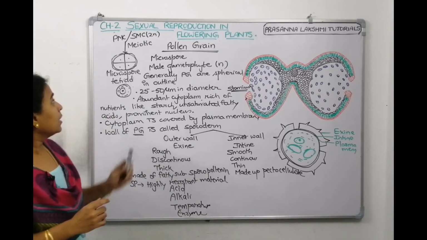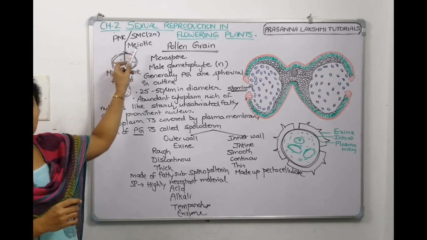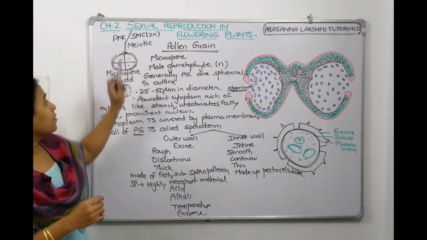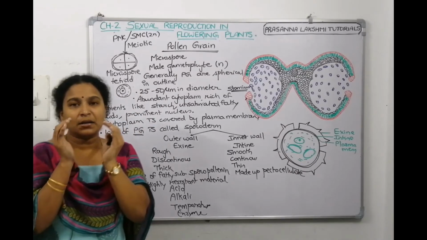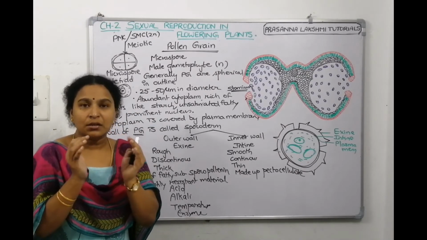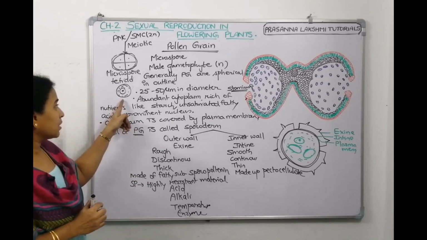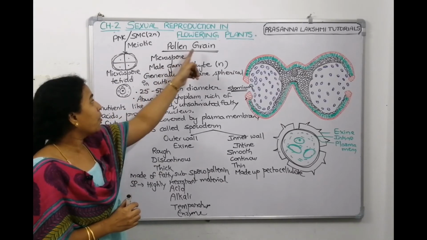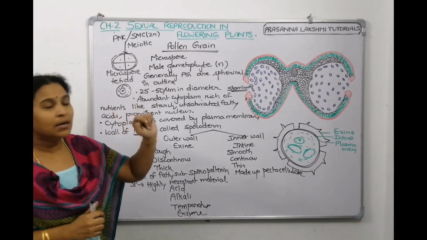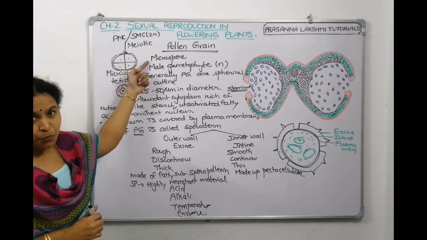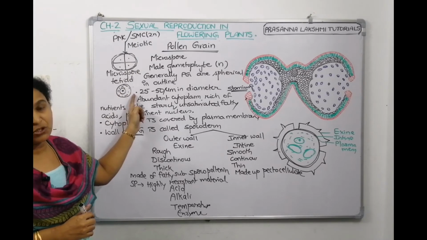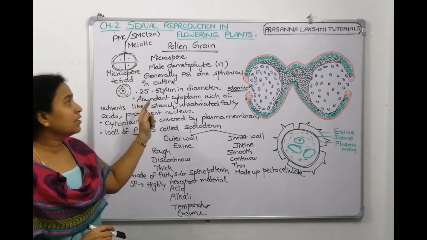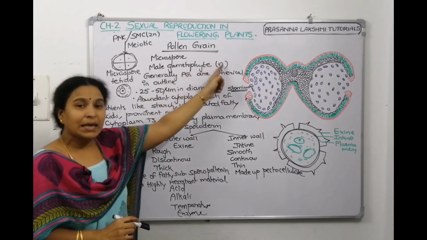So pollen grain is formed from the pollen mother cell or the spore mother cell. After meiotic division, we get microspores like a tetrad, which is covered by a callose layer. When the callose layer dissolves, the microspore comes out, which only develops into pollen grain. So that's why pollen grain can also be called a microspore. And since it is formed after meiotic division, it represents the gametophytic generation. We call it a male gametophyte.